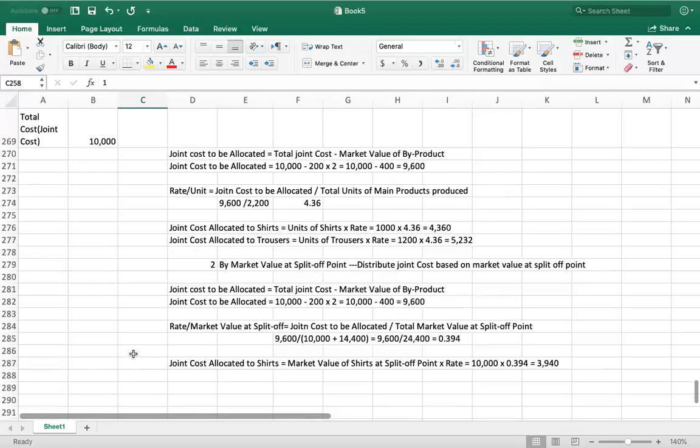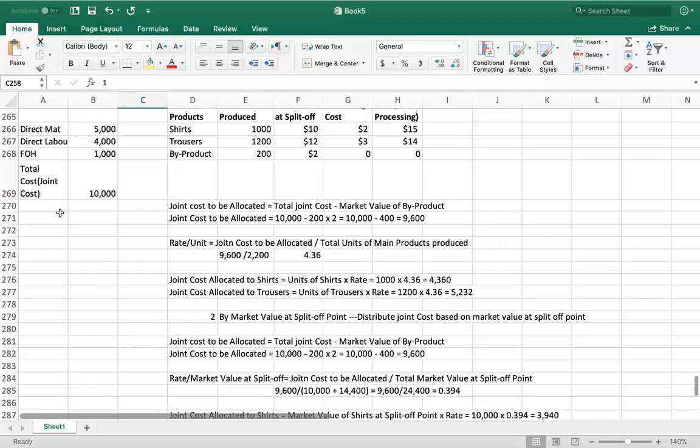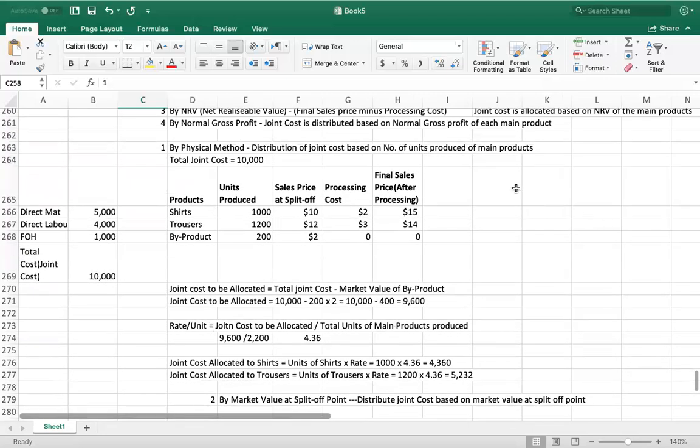Like rent or electricity bill is only one bill, but it is for the whole organization. So it is your common cost, it is your joint cost. But how much will you allocate to production department, sales department, purchase department, admin department, HR department, accounts department? How will we allocate? Based on usage. How much electricity is being used by production department, sales department, purchase department, like this. So based on usage, you will allocate.